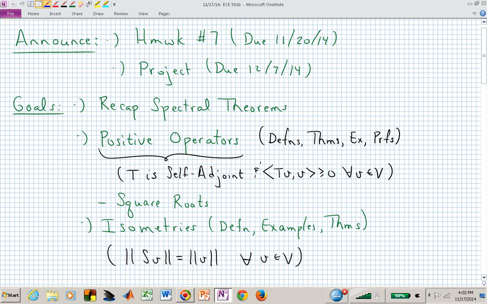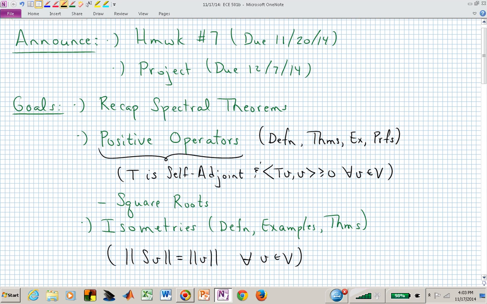Today we'll talk about these operators, and we'll talk several different ways about them. Maybe I shouldn't say definitions. I think we'll just have one definition of a positive operator. Then we'll look at some theorems associated with positive operators, some examples, and a proof. And a positive operator really has two properties. It's self-adjoint, and you can show that that operator applied to a vector when inner product with that vector is non-negative. That's the definition of a positive operator.